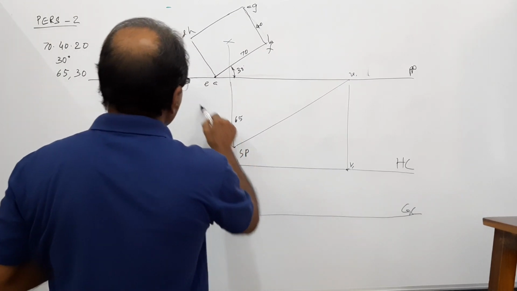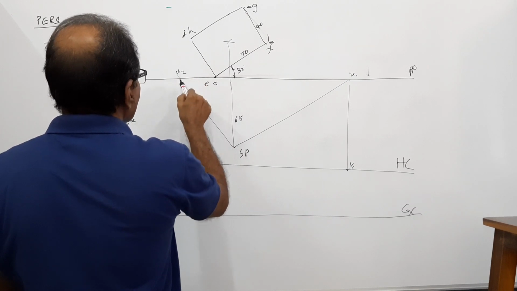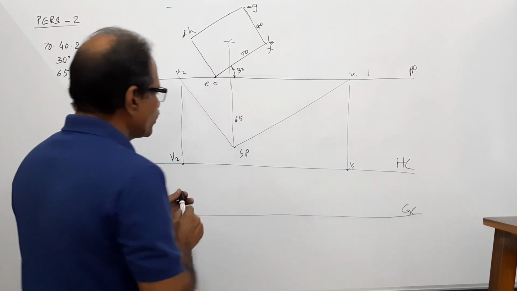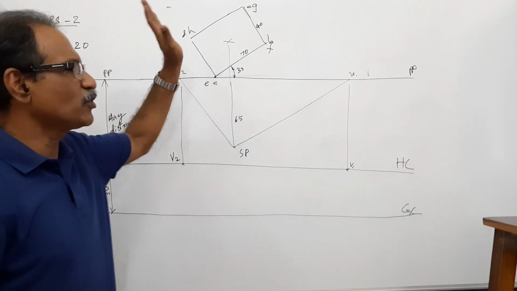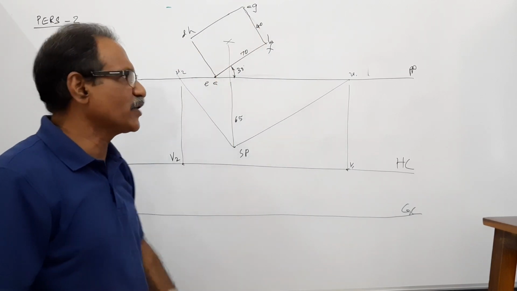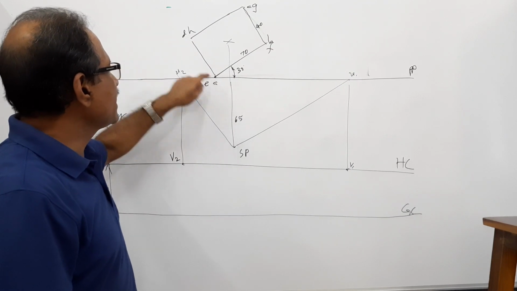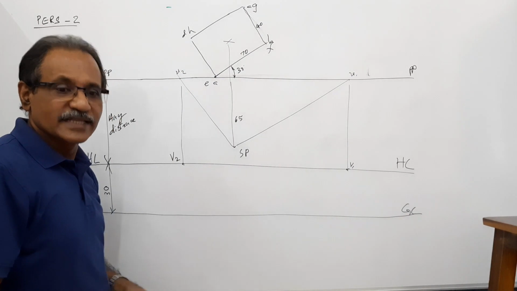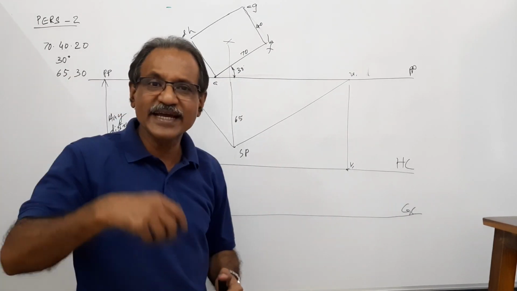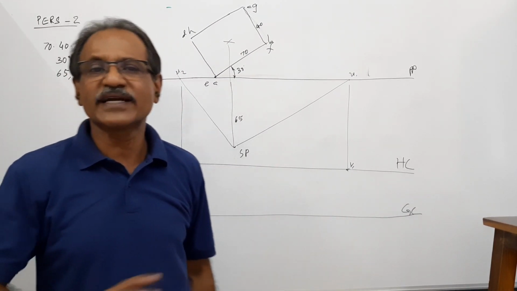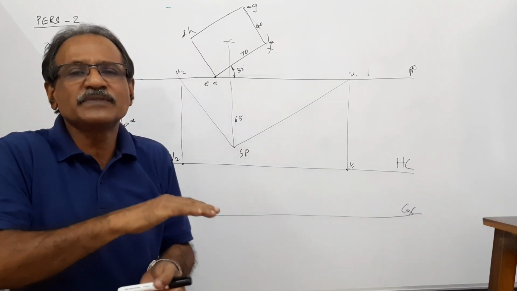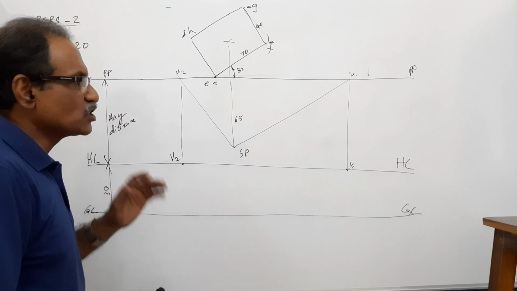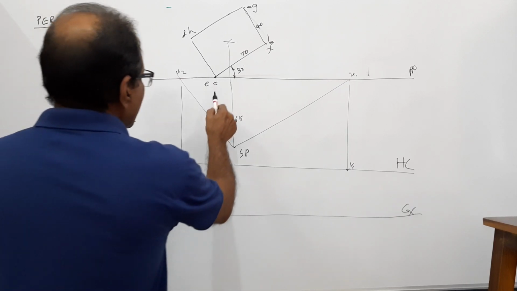Similarly, find the vanishing point of AD. Draw a line through SP parallel to AD. You get small v2. Drop it down to HL. You get capital V2. Capital V2 is the vanishing point of AD and all lines parallel to AD. What are the lines? AD, EH, BC and FG. Then there are vertical lines also. Vertical lines we ignore for vanishing points, assuming that the heights of objects are comparatively less. That's the argument.